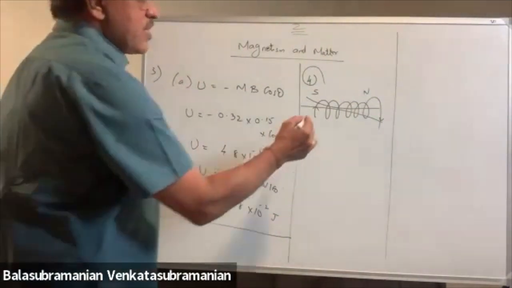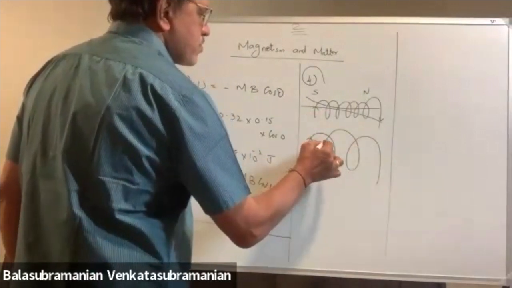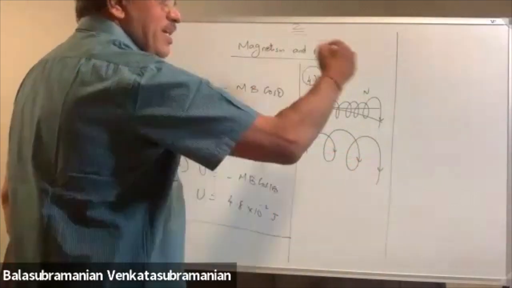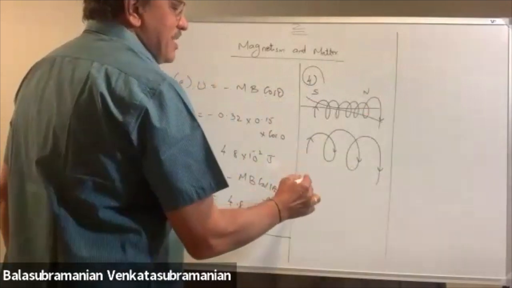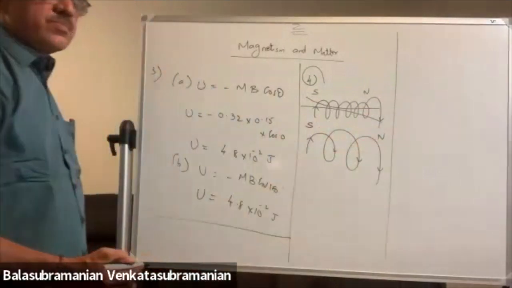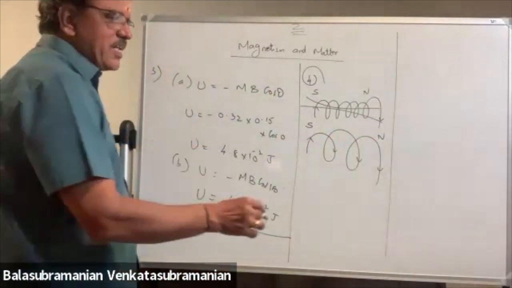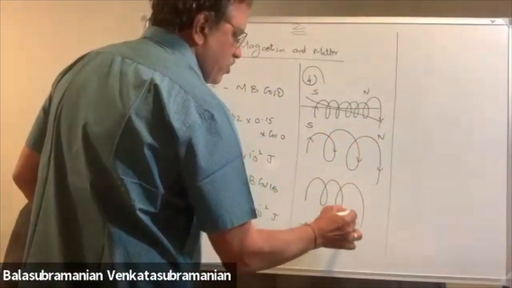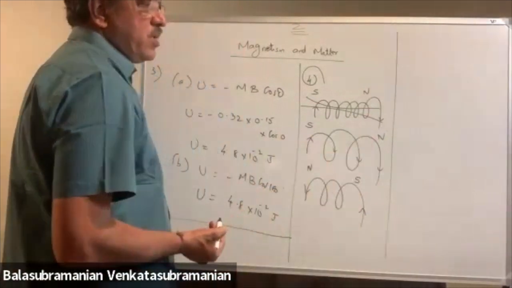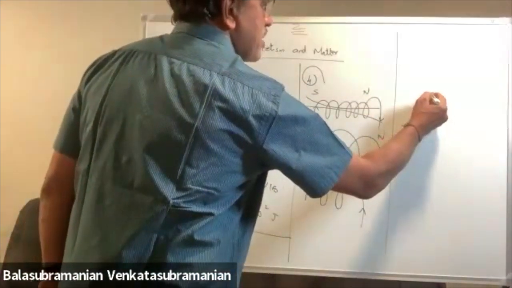End rule means if the current flows in the clockwise direction, then the nearer end is the south pole, the farther end is the north pole. If the current flows in the anti-clockwise direction, the nearer end is the north pole, the farther end is the south pole, reverse. You can keep this like this, easy to remember.